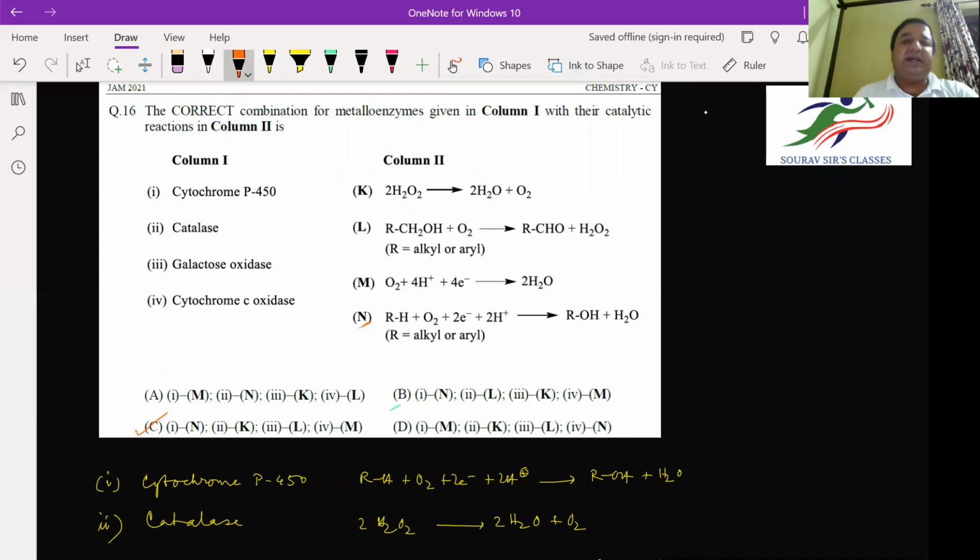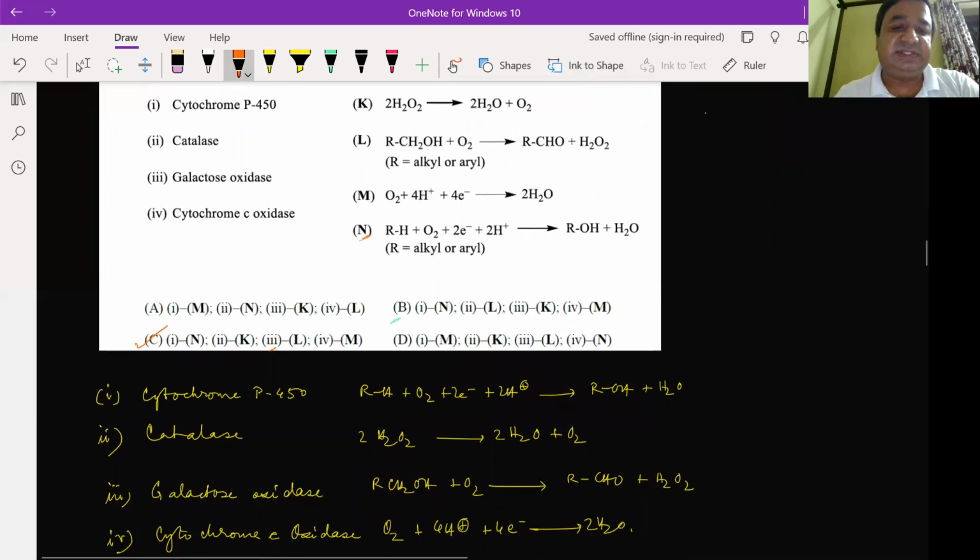Let's just check now. Galactose oxidase is basically conversion of an alcohol to aldehyde. So obviously 3 is going to be L. And cytochrome C oxidase is basically conversion of oxygen to water. It is a hetero atom enzyme where we have iron and we have a copper. So cytochrome C oxidase is basically conversion of oxygen to water, and that through 4 electrons. So obviously C is going to be our answer.